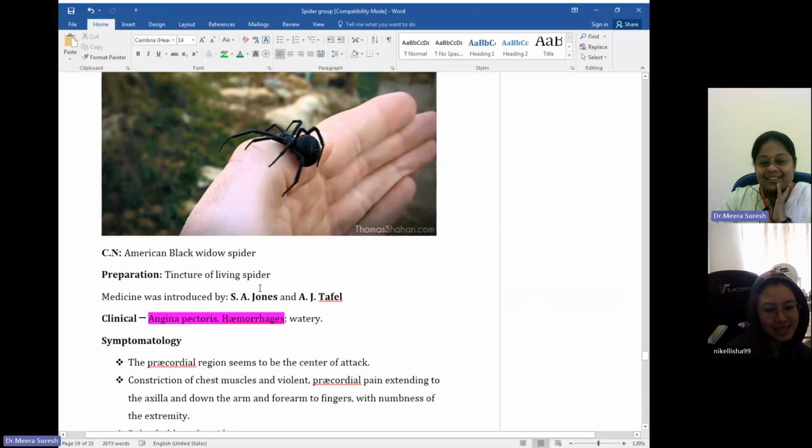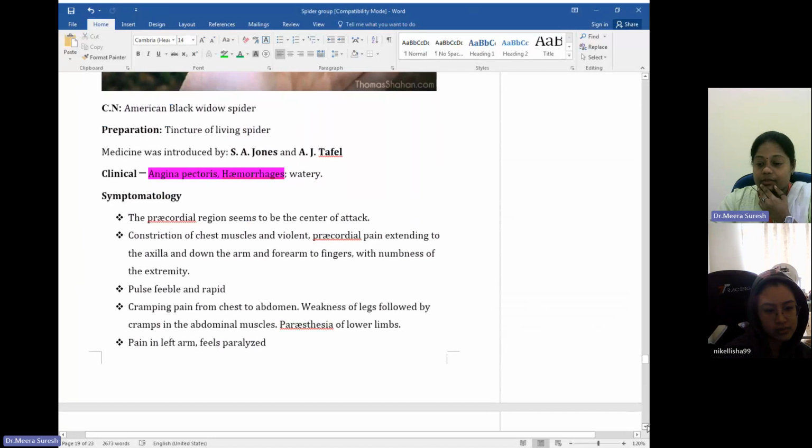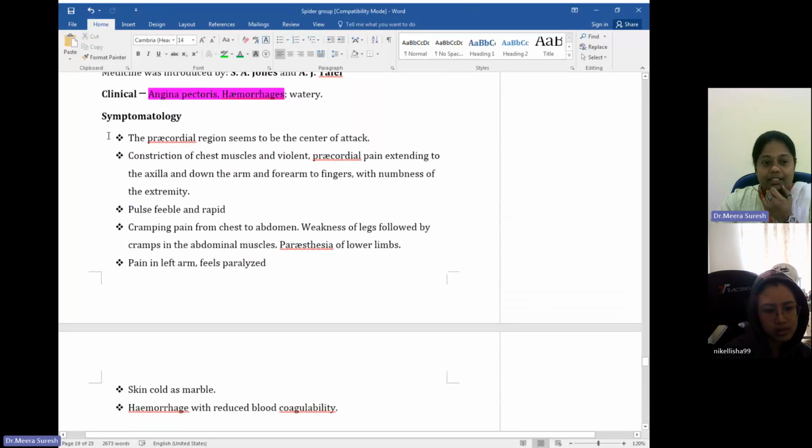And this medicine was introduced by these two persons, Jones and Tafel. So this is given for angina and hemorrhages. And hemorrhages, you see that blood is watery, which means it will be a non-coagulable blood, like that of lachesis, not easily coagulating. So in this one, we don't find any characteristic individual symptom. Whatever symptoms we see over here is actually the symptom of angina itself, or the MI symptom.